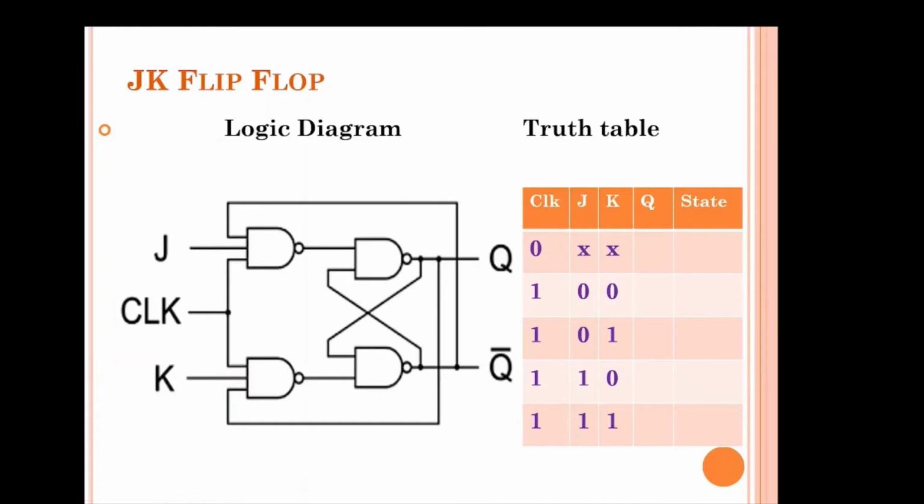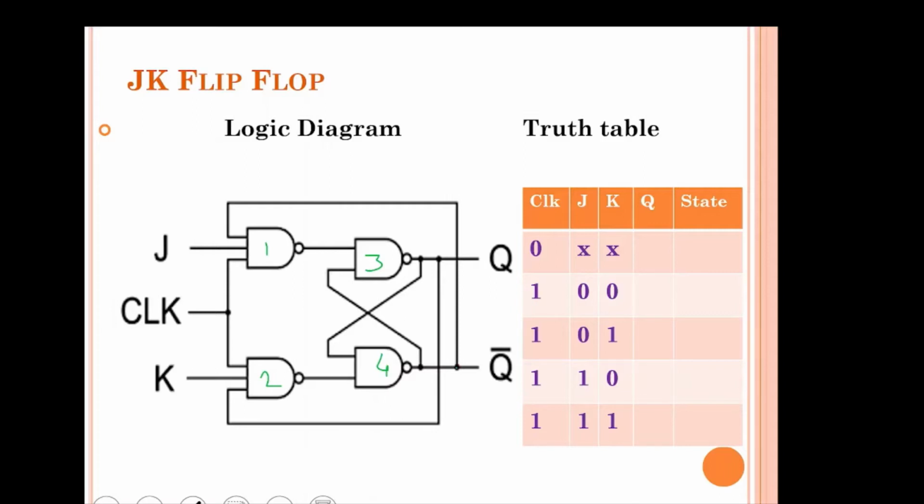Let me number them. This is NAND gate number 1, 2, 3 and 4. You can observe that the logic diagram for JK flip-flop is similar to SR flip-flop. Only one modification is done there: instead of 2 input NAND gates, we have used 3 input NAND gates, NAND gate number 1 and 2, and there is one more connection from the feedback path. So this Q is connected as an input to the second NAND gate and Q bar is connected as an input to the first NAND gate. So this is the logic diagram for JK flip-flop.